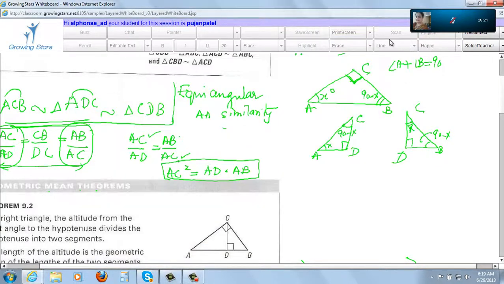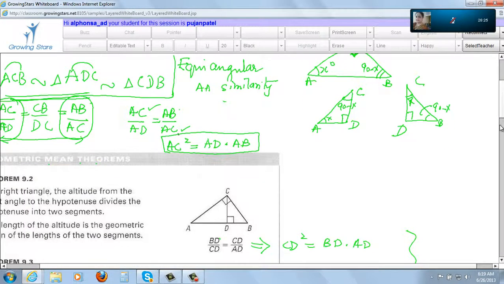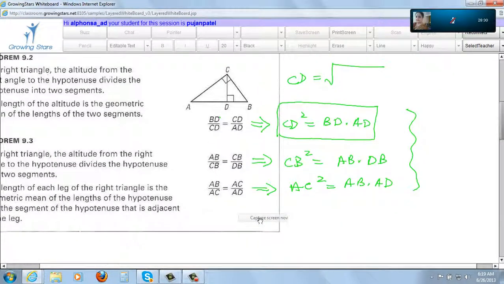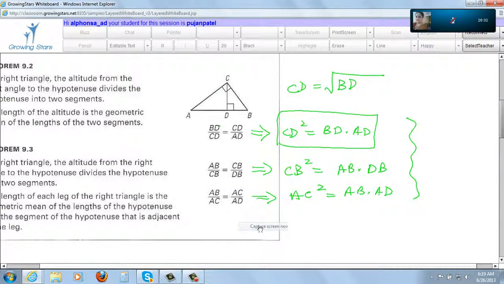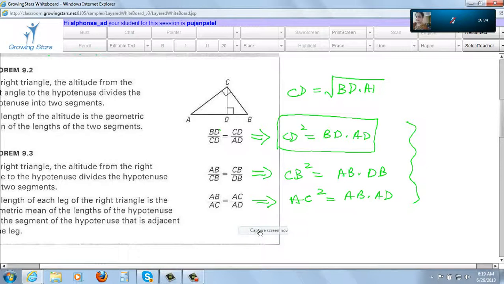Because if CD squared is BD times AD, what will CD be? CD will be the square root of BD times AD, okay? So this is known as the geometric mean. CD is the geometric mean of BD and AD. So now let's look at the figure and see how we can connect.